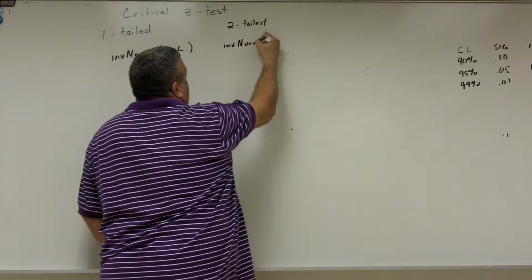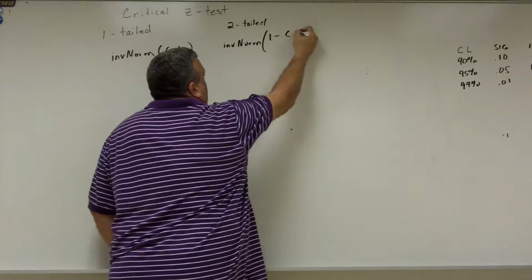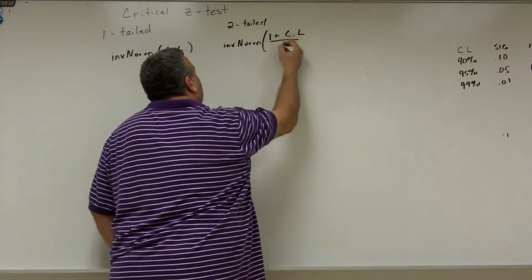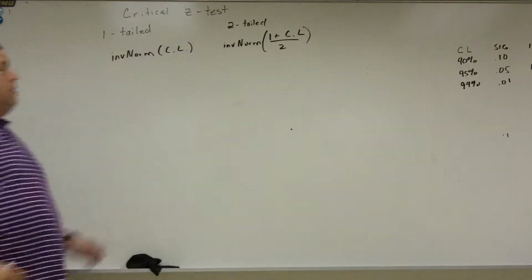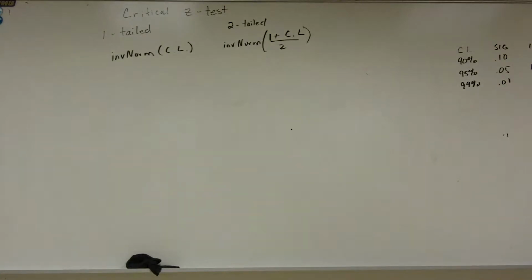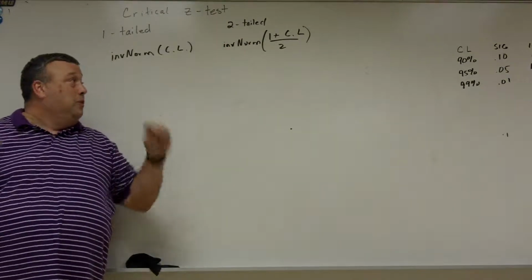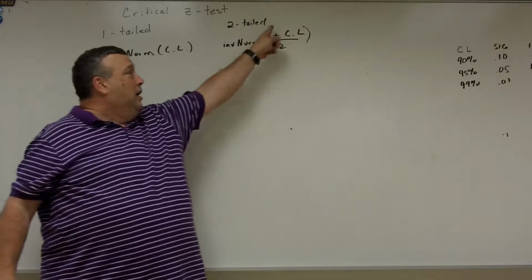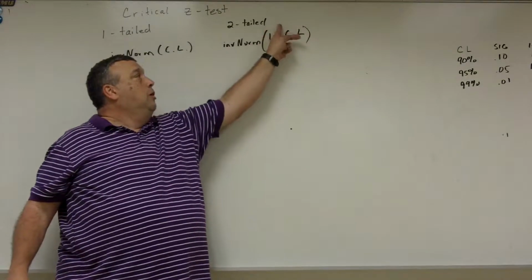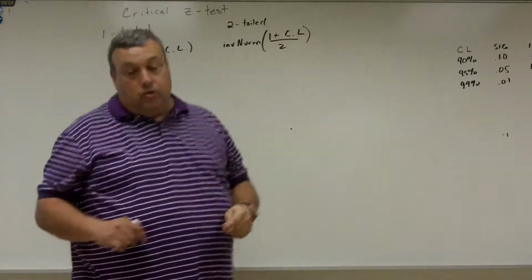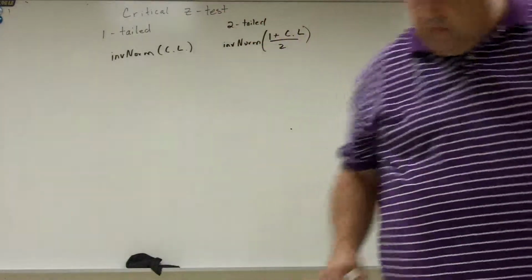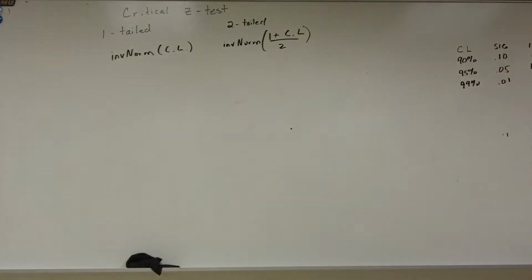Inverse normal. 1 minus the confidence level. 1 plus the confidence level over 2. Okay? That's where those come from. That's how we got all of those. That's how you get it. Because remember here, when it's two-tailed, you have to split it up between the two ends. So to split it up between the two ends, we do 1 plus confidence level divided by 2. All right. All right, then you see a few more little hints.